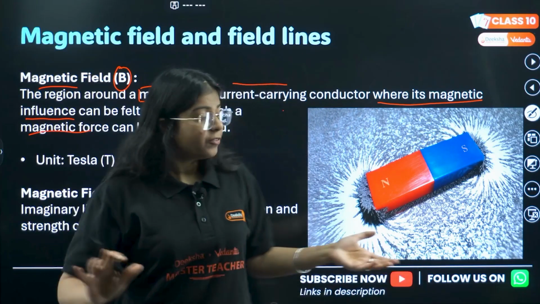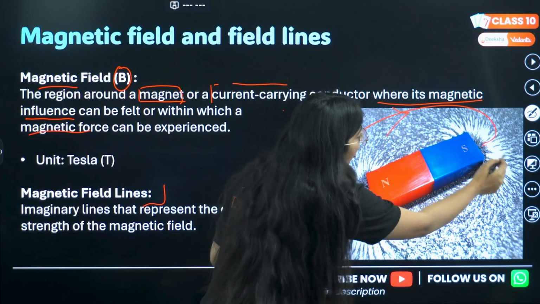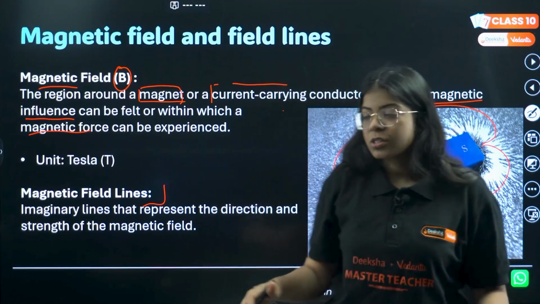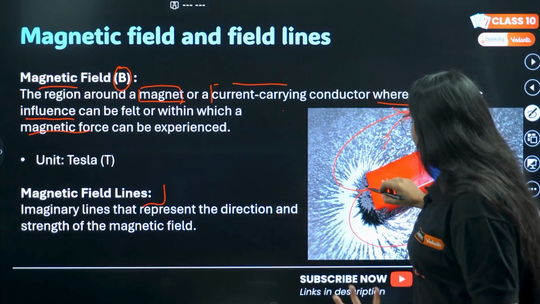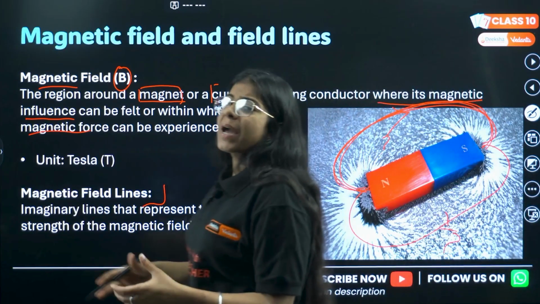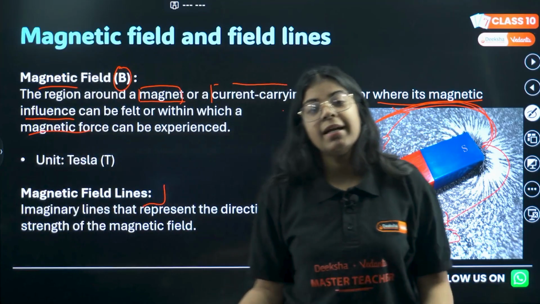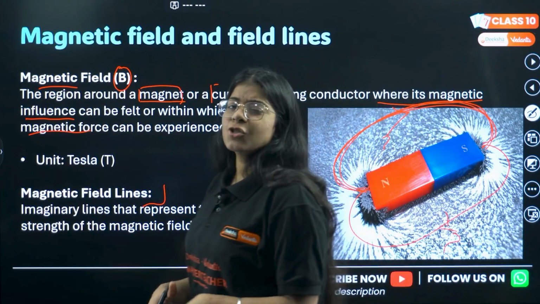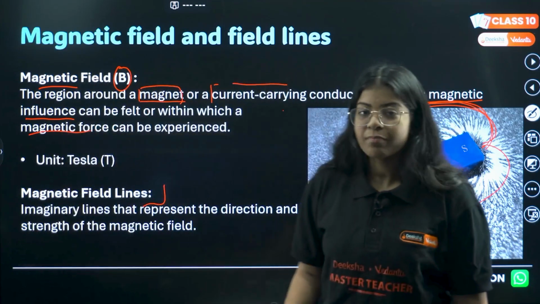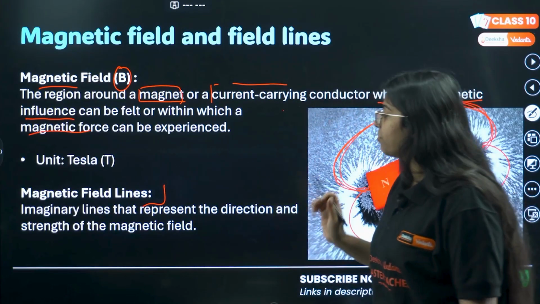In my magnet, will the magnetic field go from north to south, or from south to north? Which is correct? We need to understand this. Magnetic field lines are imaginary lines I made around the bar magnet. You don't see any magnetic field lines around the bar magnet, right? But I made these imaginary lines to help me understand the direction of the magnetic field around that magnet. These imaginary lines represent the direction and strength of the magnetic field.